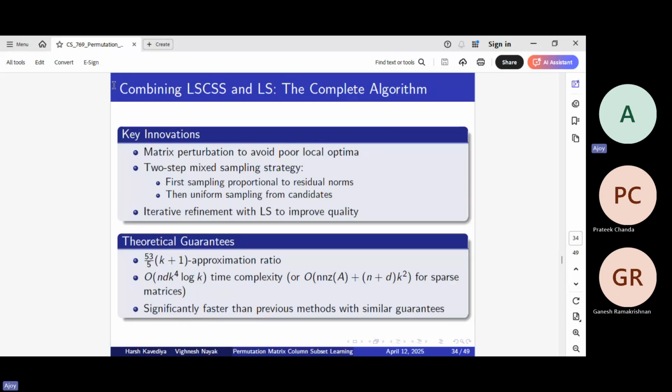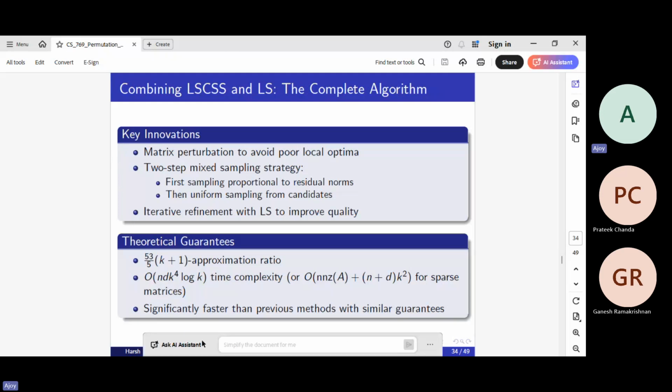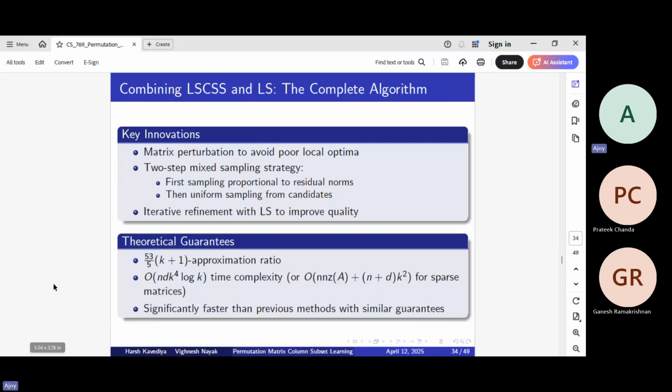So these were the key innovations in the paper: the matrix perturbation to avoid the local optima condition, and a two-step mixed sampling strategy. One is first sampling proportional to the residual norms, and then uniform sampling from the candidates, which is basically the swapping strategy. This is done iteratively to improve the quality. The theoretical guarantees they have given are an approximation ratio for the error that is around linear, and the time complexity of the algorithm is proportional to nd, the dimensions of the matrix A.